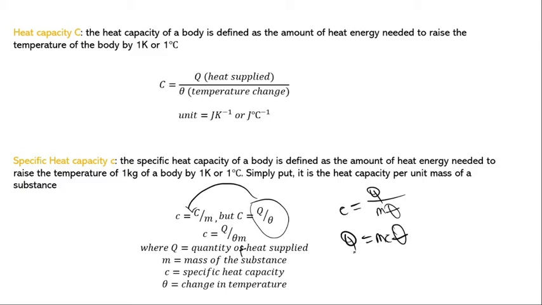Now this formula is very, very important when we are solving problems related to heat energy. So the heat energy of a body is equivalent to the product of the mass, the specific heat capacity, and the change in temperature of that particular body.